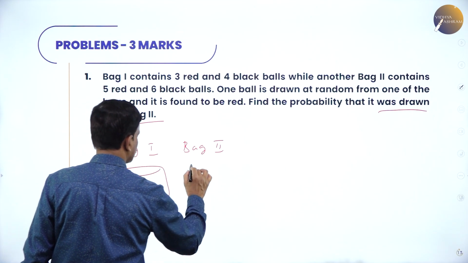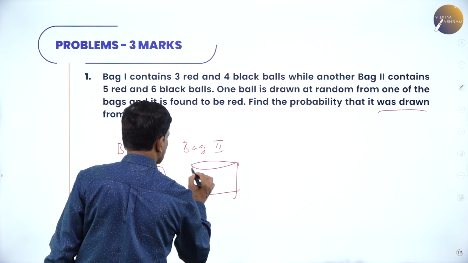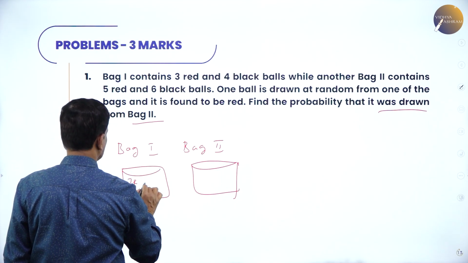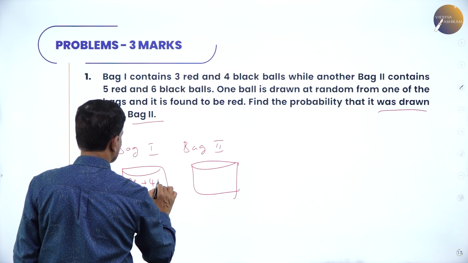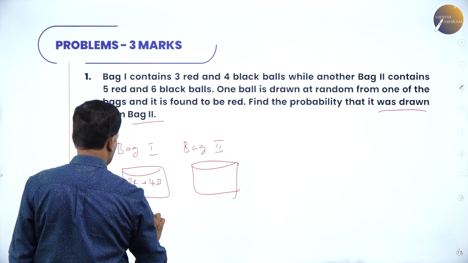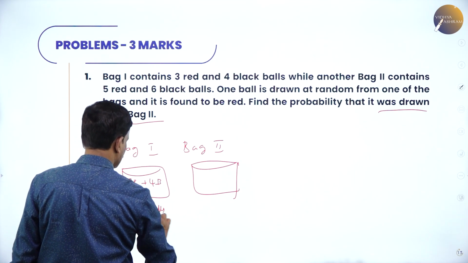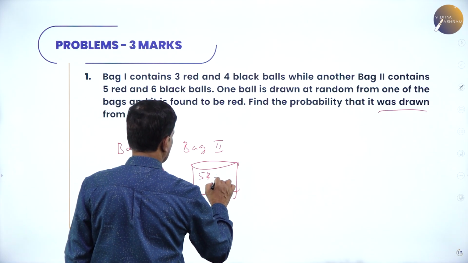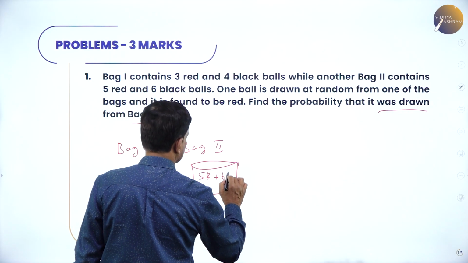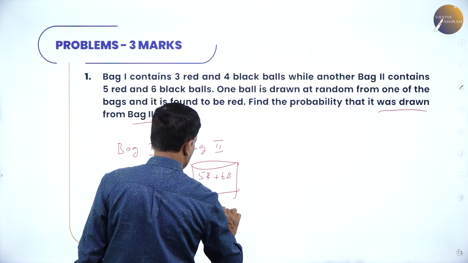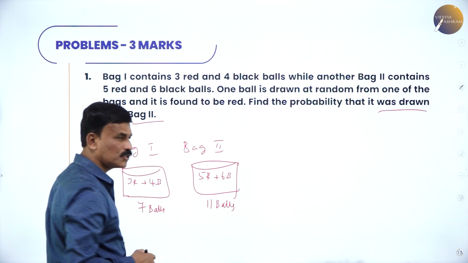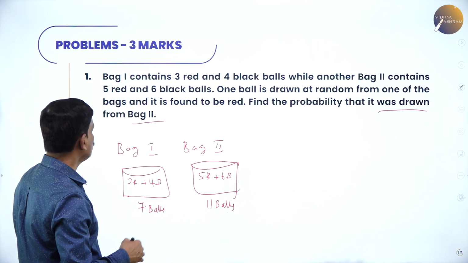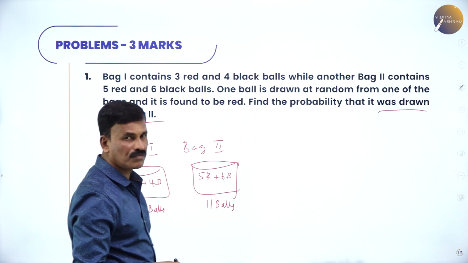So in the first bag, 3 red plus 4 black balls, so totally 7 balls are there in this bag. Whereas in the second bag, 5 red balls plus 6 black balls, totally 11 balls are there in bag 2. Find the probability that it was drawn from bag 2. That means the red ball which is drawn from bag 2.